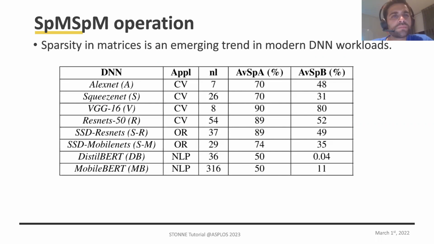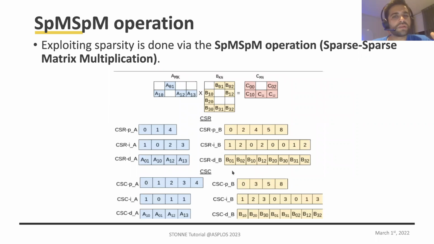So what is this? Sparsity is, as you know, an emerging trend in modern DNN workflows, right? The main operation in these sparse DNNs is the SpMM operation. Every sparse layer is basically transformed into this operation, SpMM, which is a normal matrix multiplication, but in a sparse mode, encoded in a CSR and/or CSC format, right? So two encoded matrices are used to calculate an output encoded matrix.